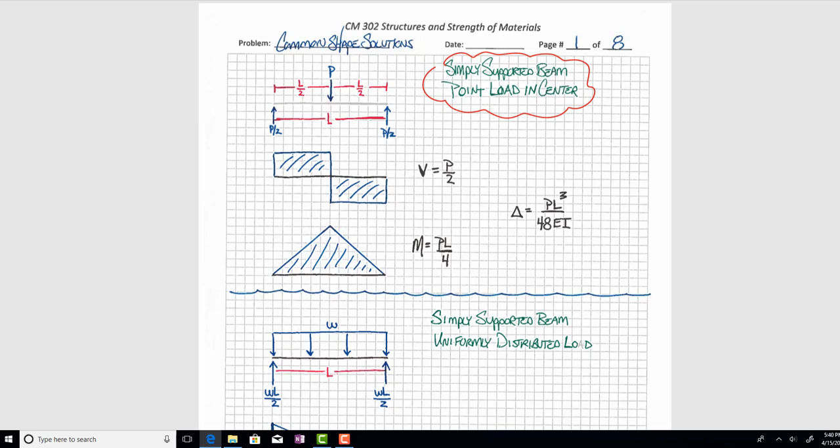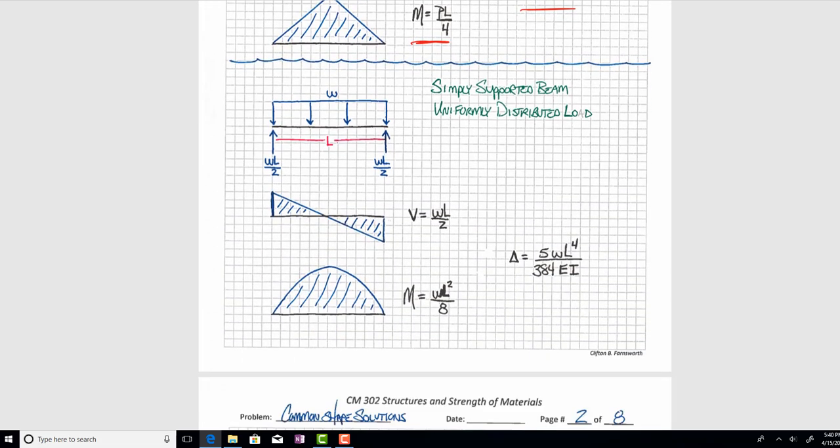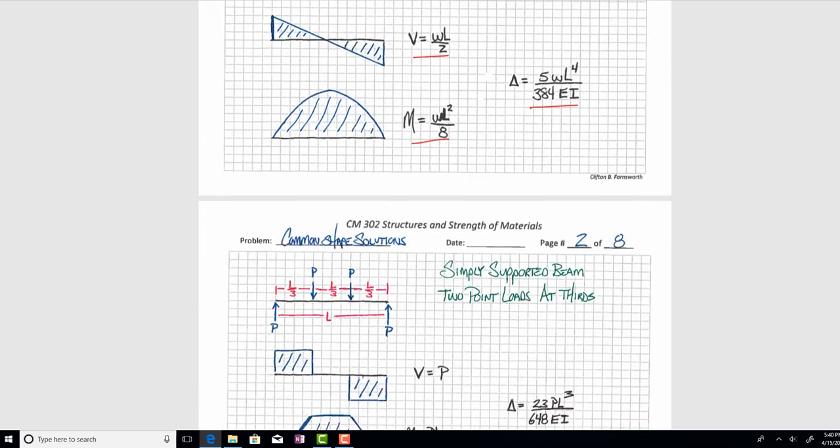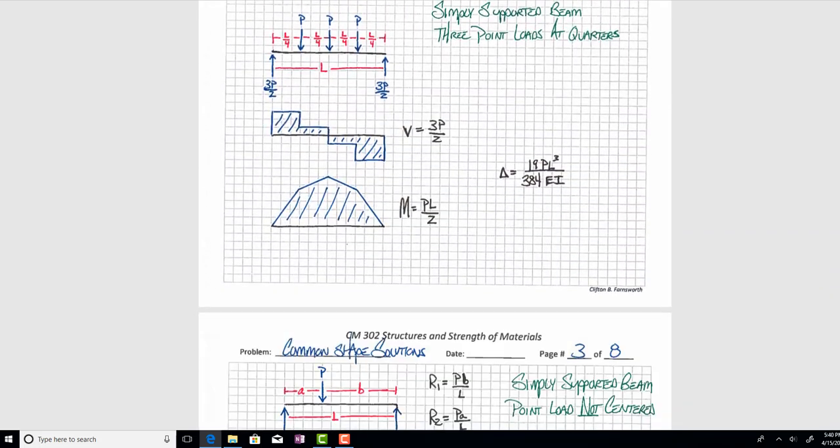I don't always show a picture of what it is, but in this case it's a simply supported beam with a point load in the center. You've got an equation for shear, an equation for moment, and an equation for deflection. And each one of these follows the same process. Simply supported beam with a uniformly distributed load: shear, moment, deflection equation, and we follow that through on each page.